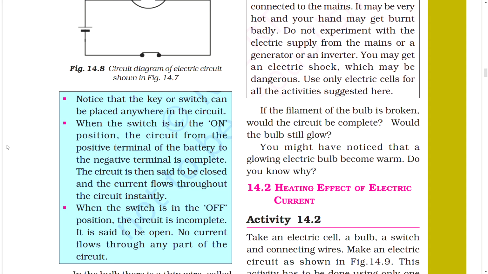Notice that the key or switch can be placed anywhere in the circuit. When the switch is in the on position, the circuit from the positive terminal of the battery to the negative terminal is complete. The circuit is then said to be closed and the current flows throughout the circuit instantly. When the switch is in the off position, the circuit is incomplete. It is said to be open. No current flows through any part of the circuit.